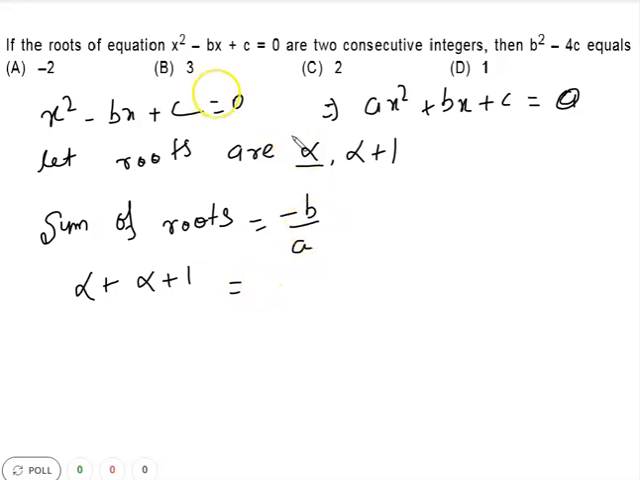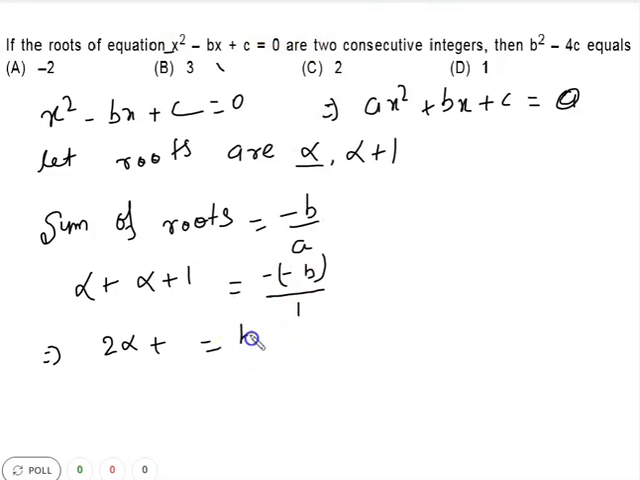And what is the value of b in the equation? So you can compare with the general form, and the coefficient of x will be minus b, right? So minus b by a, and what is the value of a? Because no coefficient is present, you can take 1 as the coefficient of x square, right? So a equal to 1. So 2 alpha plus 1 equal to minus b, and minus into minus 1 equal to plus b, guys, right?